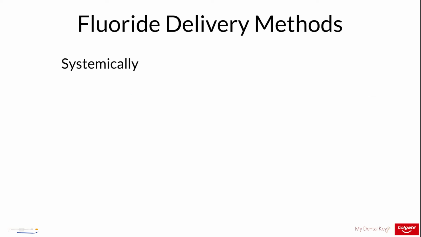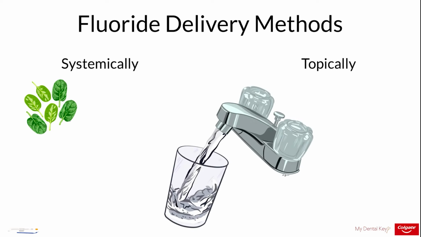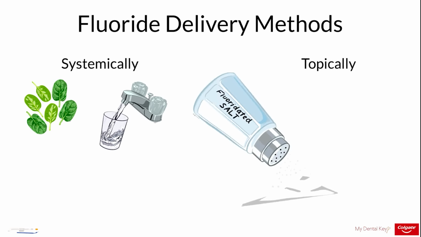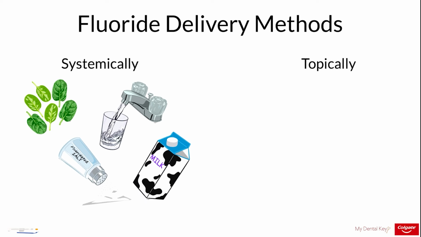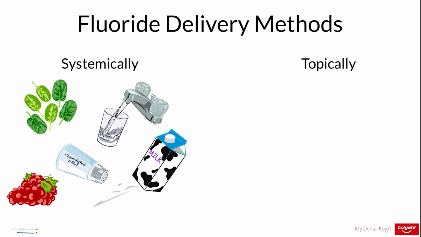Fluoride can be delivered systemically or topically. Systemic fluoride is consumed via food and water. Dietary fluoride can be either naturally occurring or reinforced, such as community water fluoridation measures, reinforced fluoridated salt, milk, juice, and other foods shown here. Whereas fluoridated water is more common in the United States, other countries use fluoridated salt as a community prevention measure.